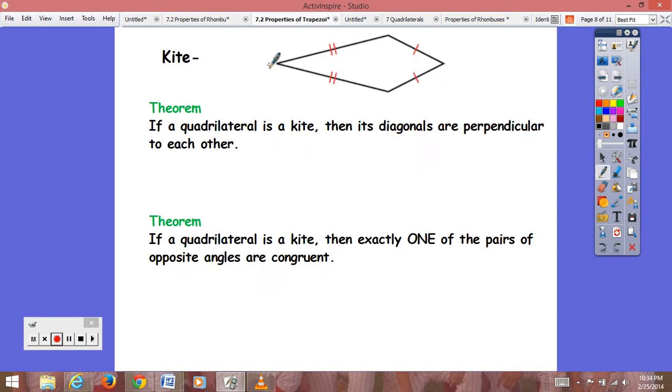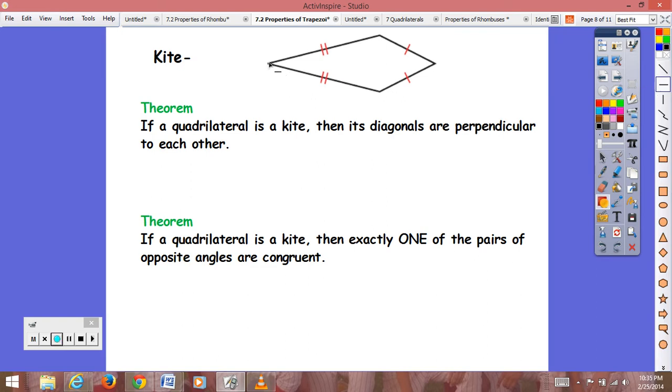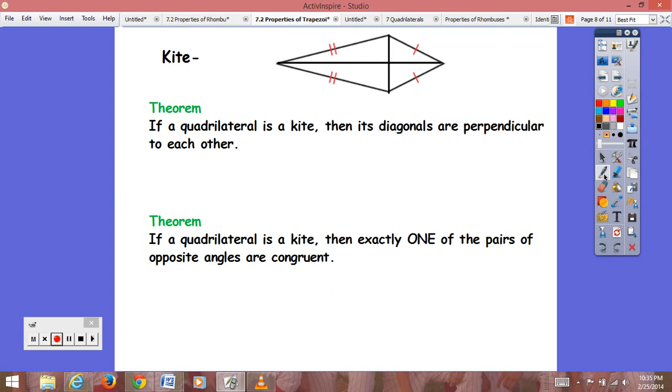Moving on to kites, we have two theorems here. If a quadrilateral is a kite, then its diagonals are perpendicular to each other. So if we put our diagonals in here, then we can say that these diagonals are perpendicular, and if they are perpendicular, then they create right angles, and all four of these angles would be right angles.